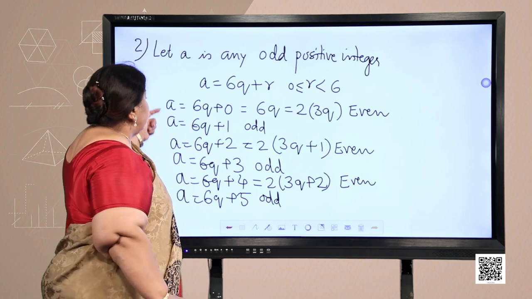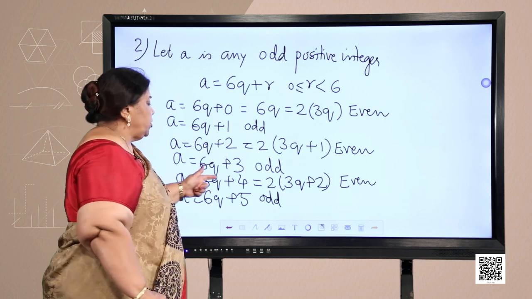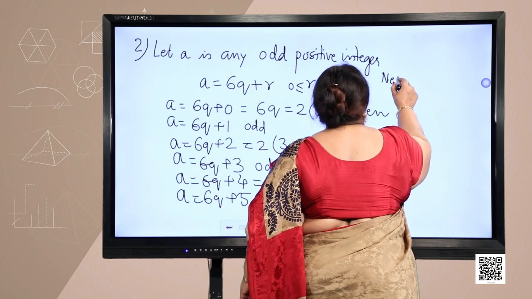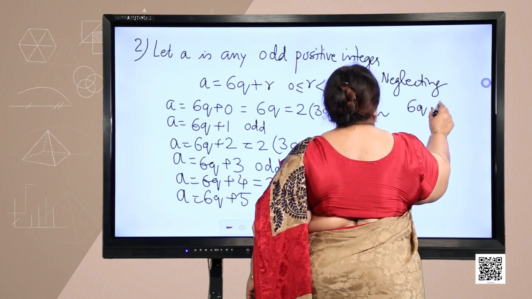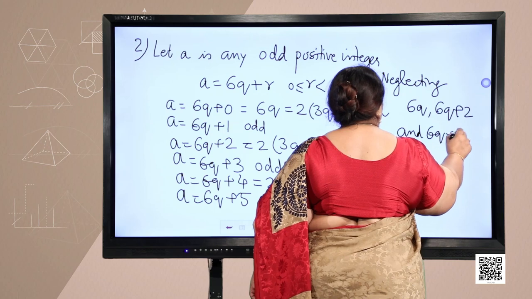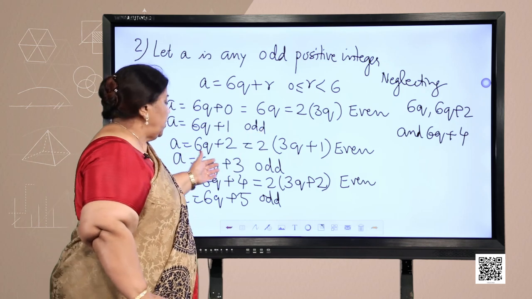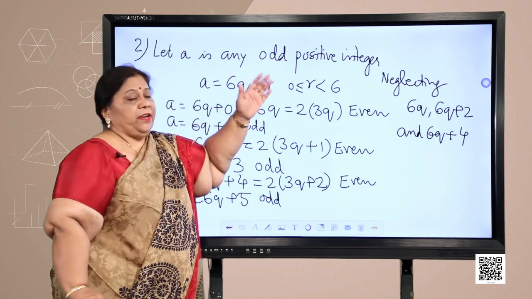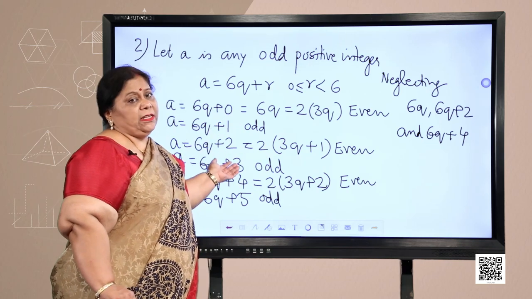Now, we can neglect these cases, a is equal to 6q, a is equal to 6q plus 2, and a is equal to 6q plus 4 because they are even. So, by neglecting 6q plus 2 and 6q plus 4, what are we left with? We are left with the cases 6q plus 1, 6q plus 3 and 6q plus 5, thus showing that any odd positive integer can be expressed in the form 6q plus 1, 6q plus 3 and 6q plus 5.